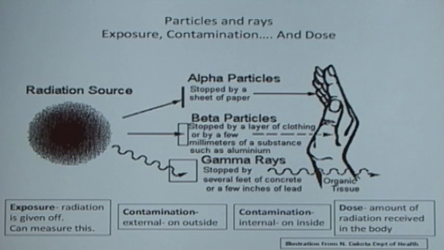So there's a radiation source, something that's radioactive, and this is giving off radiation, and you can stick a little unit over it, a Geiger counter or some kind of counter, and you can get clicks. So exposure is what the radioactive material gives off. You have a monitor, and you can count the exposure.